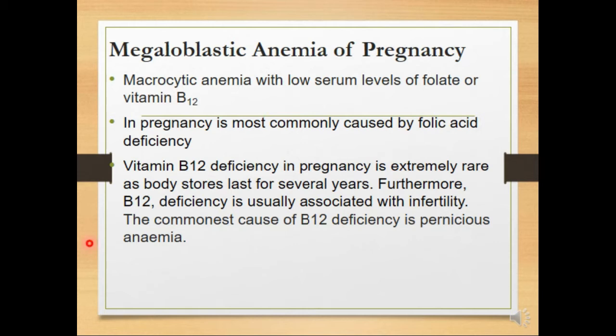Megaloblastic anemia of pregnancy. Macrocytic anemia with a low serum level of folate or vitamin B12 in pregnancy is most commonly caused by folic acid deficiency. Vitamin B12 deficiency in pregnancy is extremely rare, as body stores last for several years. Furthermore, B12 deficiency is usually associated with infertility. So the commonest cause of B12 deficiency is pernicious anemia.